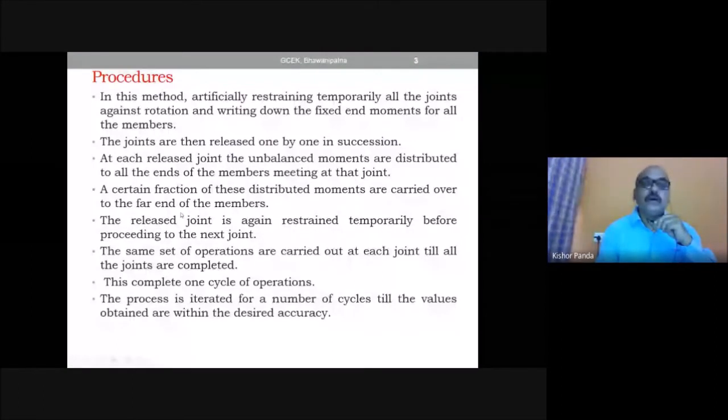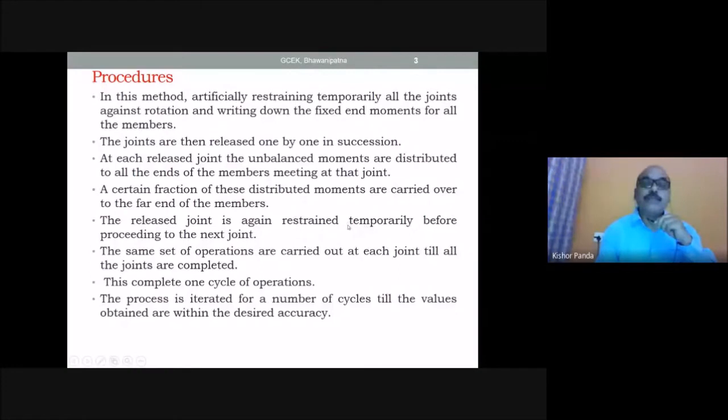So the moment distributed to the end of a member is carried over to the far end, in some fraction. What is that fraction? That fraction is half. So half of the moment is carried over to the far end of the member. Then the released joint is again restrained temporarily before proceeding to the next joint. First you make it unrestrained; after distributing the moment, you restrain it again temporarily before proceeding to the next joint.